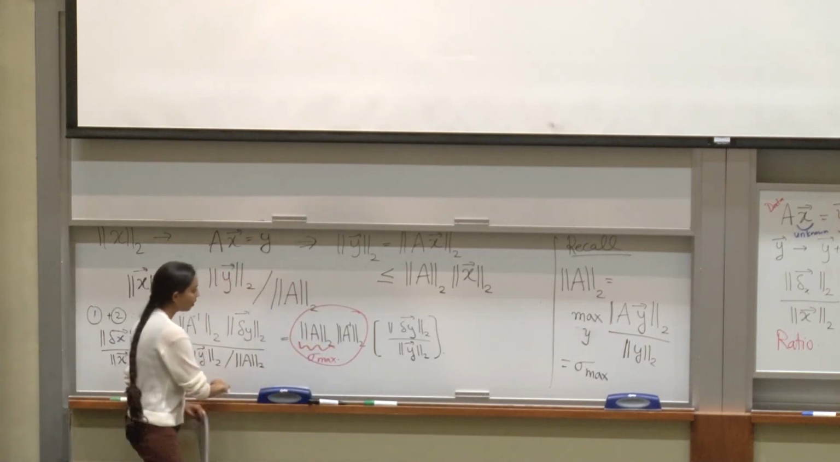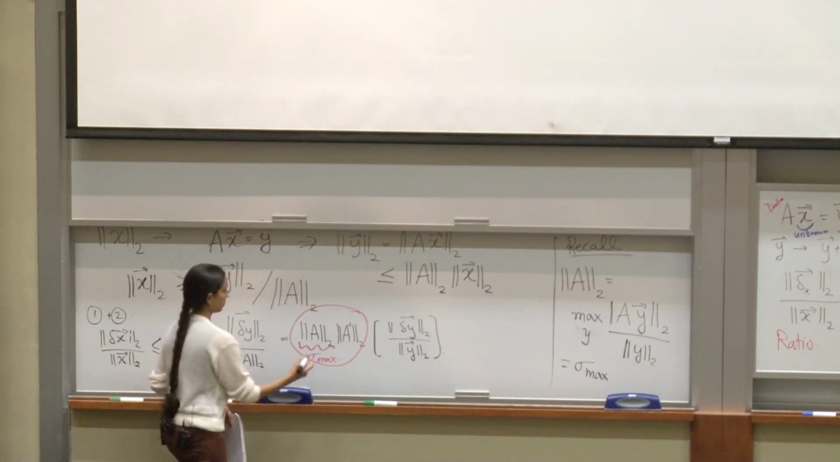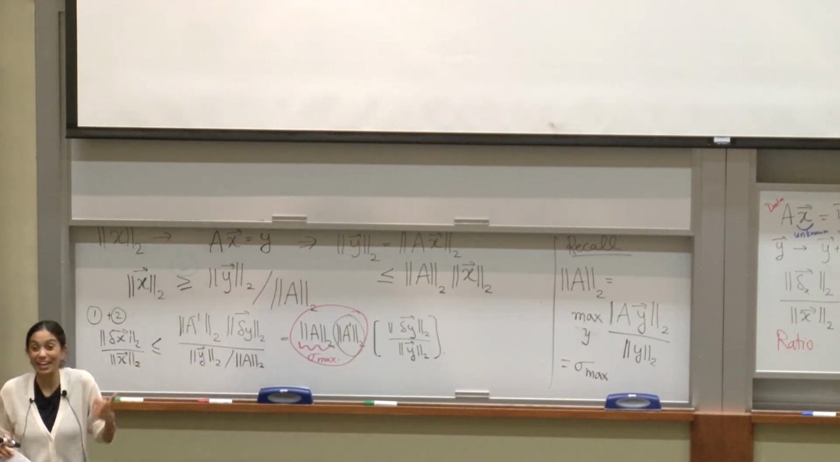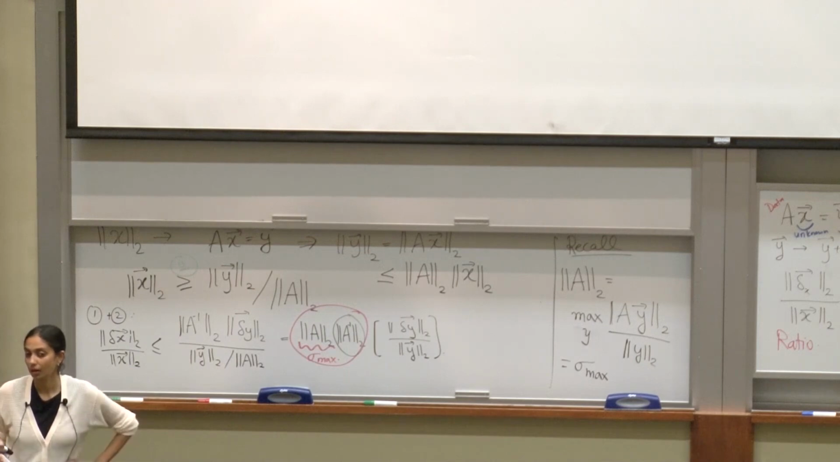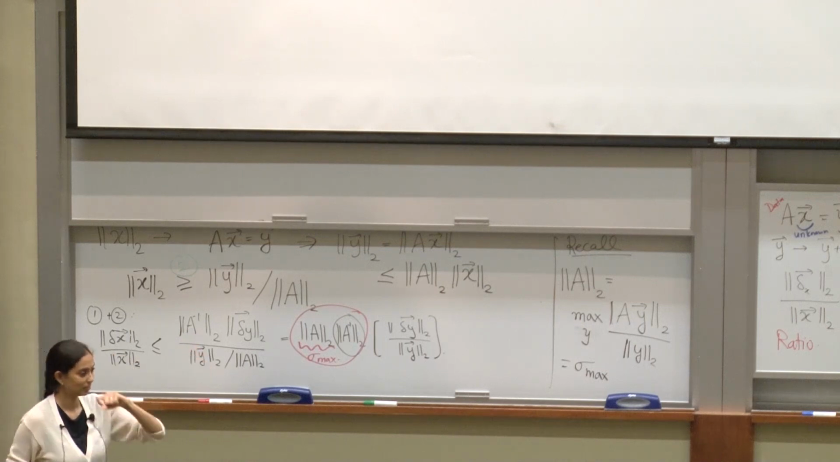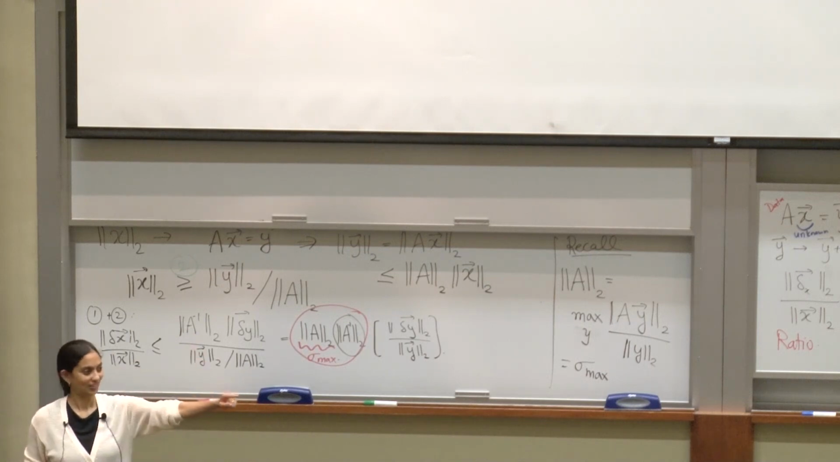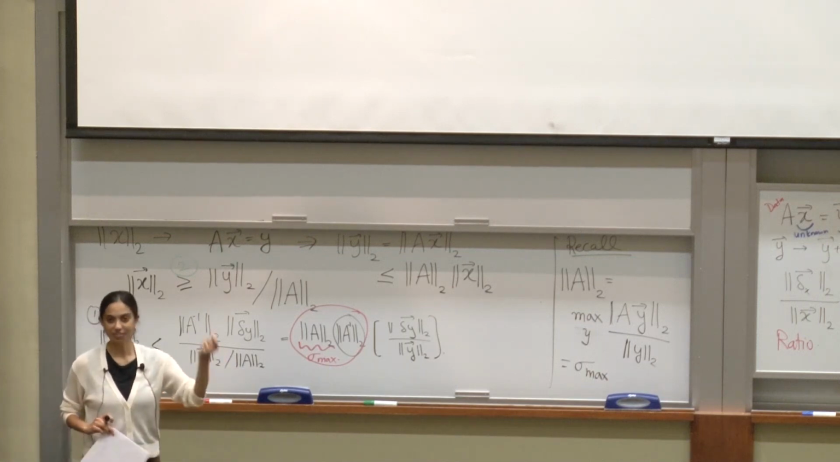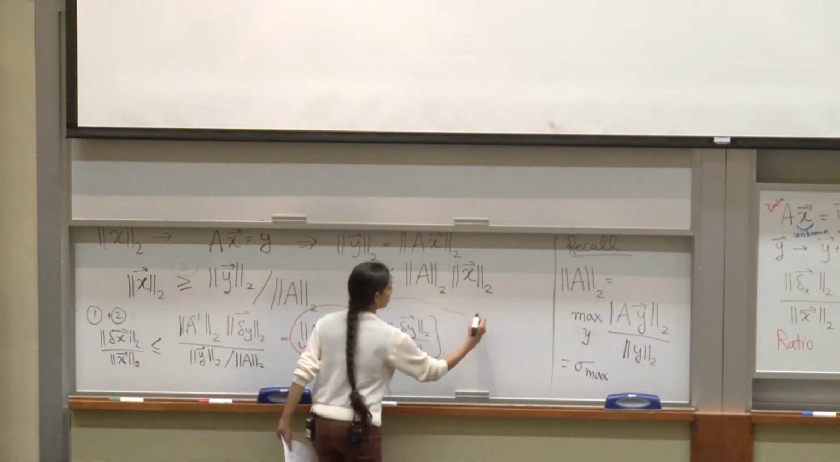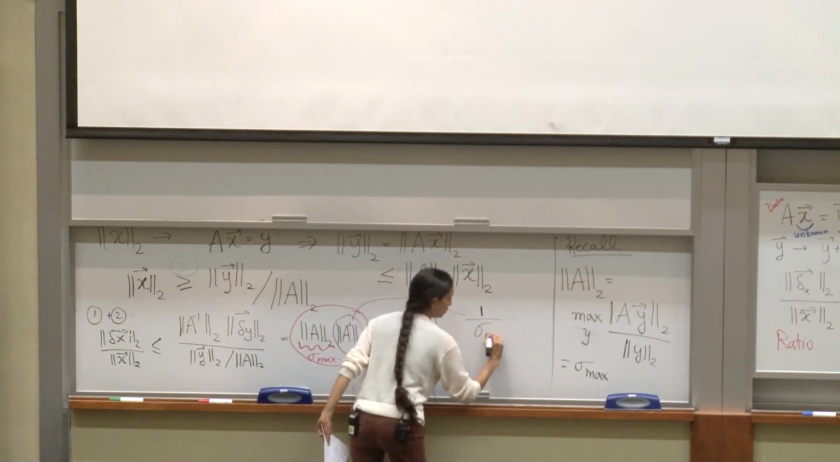Okay. Now, what about this guy? This is the largest singular value of A inverse, right? What do we know about the singular values of A inverse? Wonderful, right? Singular values of A and A inverse are reciprocals of each other. Therefore, this is going to be 1 over sigma min.